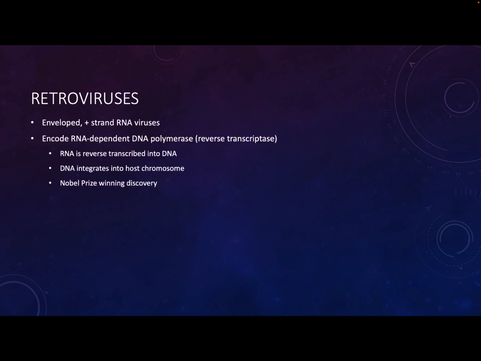The weird type of replication that retroviruses have is they encode an RNA-dependent DNA polymerase. Basically, they bring their own enzyme with them, this RNA-dependent DNA polymerase that we call reverse transcriptase.